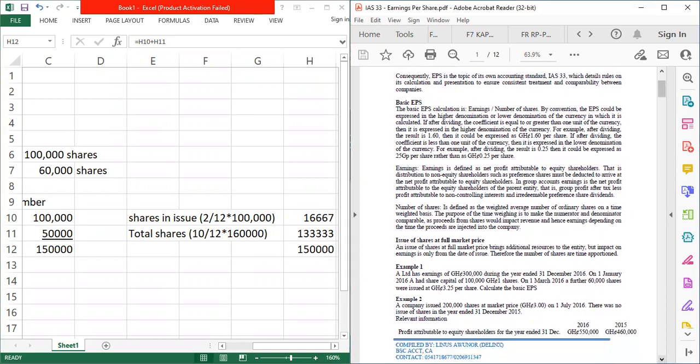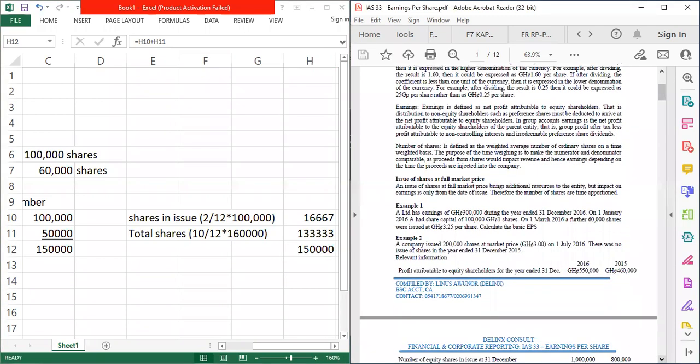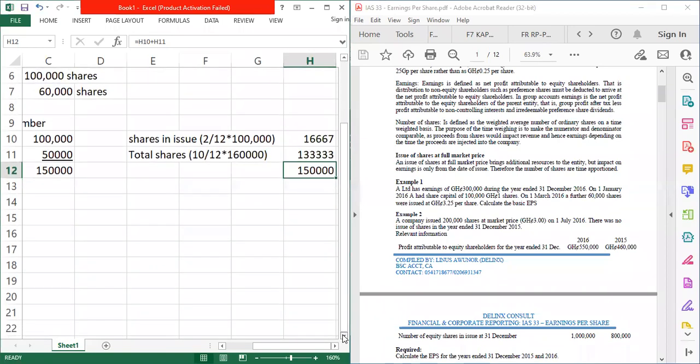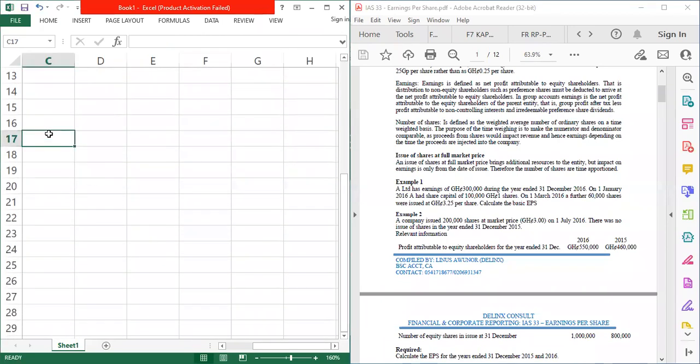Let's look at the question, example 2. Then we move on to another one. The company issued 200,000 shares at market price of 3 cedis on July 1, 2016. There was no issue of shares in the year ended 31st December 2015. Relevant information: profit attributable to equity shares for the year ended 31st December 2016 was 550,000.